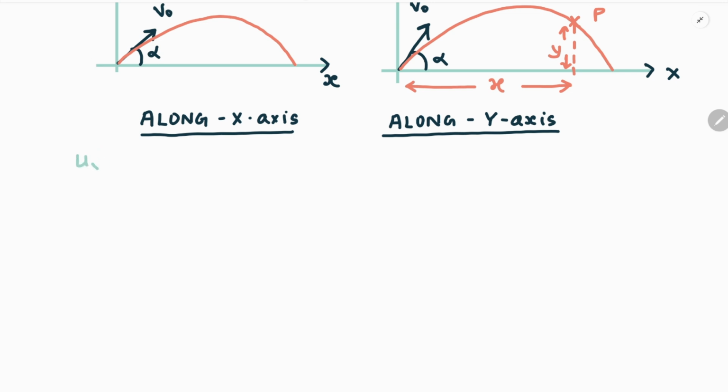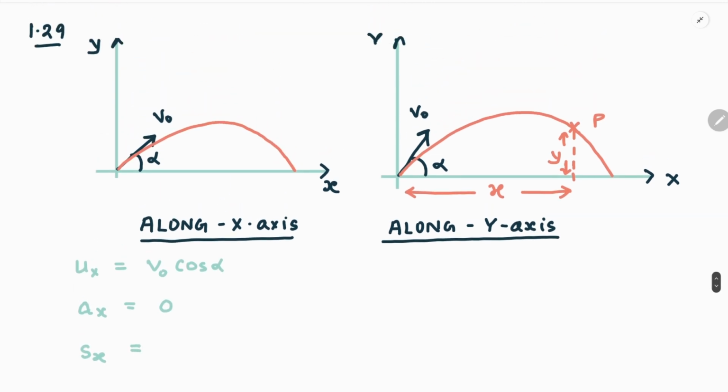So initial velocity in the x-axis direction is equal to v0 cos alpha. Acceleration in the x-axis direction is 0. Displacement in the x-axis direction. So if we talk in terms of the total duration of motion, the motion starts here, which we regard as the point of origin, and it will end here, which we regard as r, 0. Somewhere in between it will attain a maximum height, which we are referring as in the y-axis direction is hm, or the maximum height.